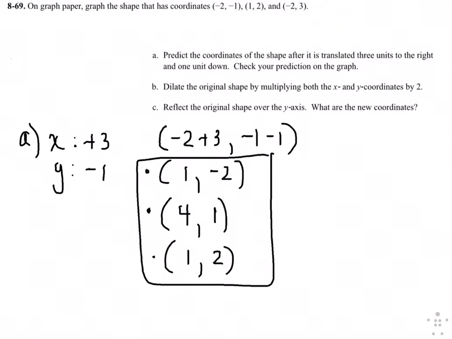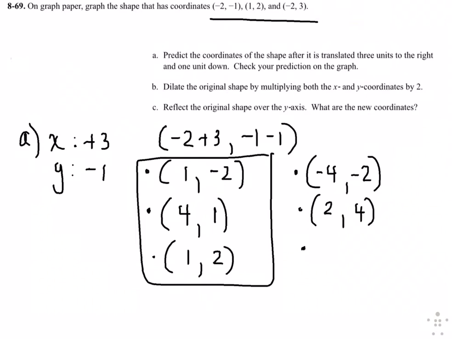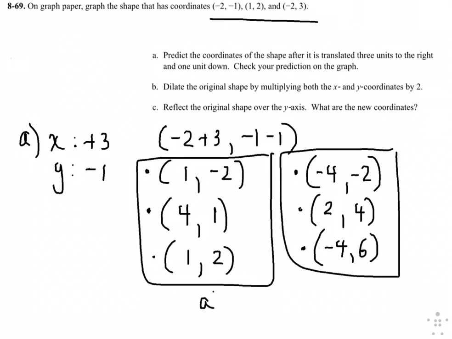Then it says dilate the original shape. So again, we're back to the original 3 points, multiplying both the X and Y coordinates by 2. So negative 2 times 2 is negative 4, and negative 1 times 2 is negative 2. So there's the first point. The second point is 1 times 2, which is 2, and 2 times 2, which is 4. And the third point is negative 2 times 2, which is negative 4, and 3 times 2, which is 6. So this is for B. So this is A, right?